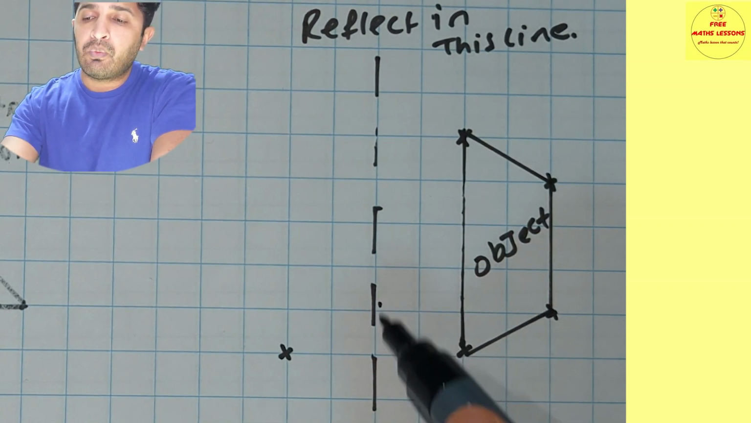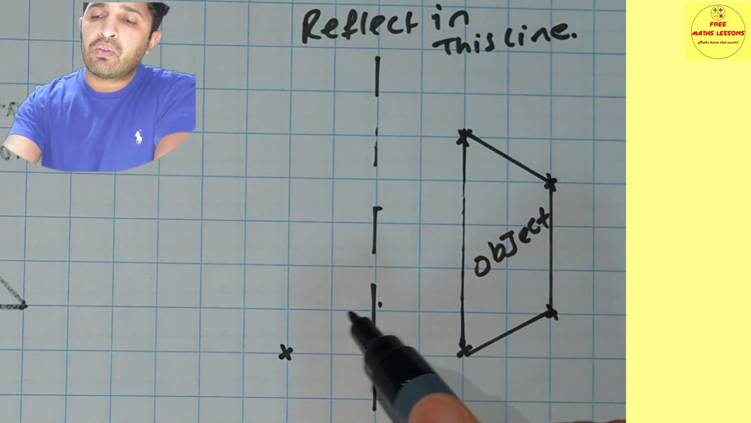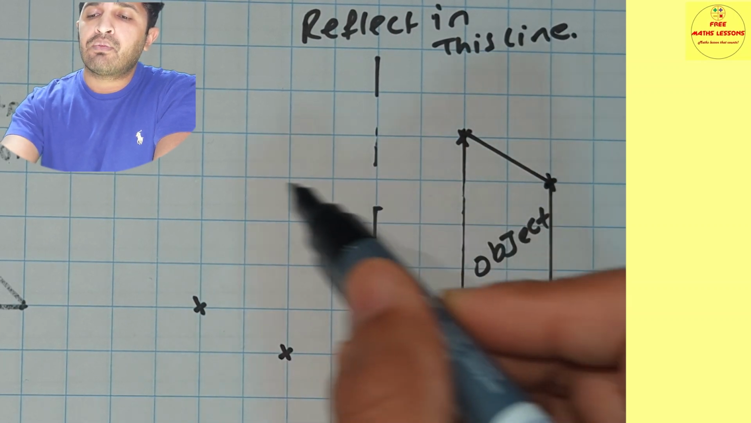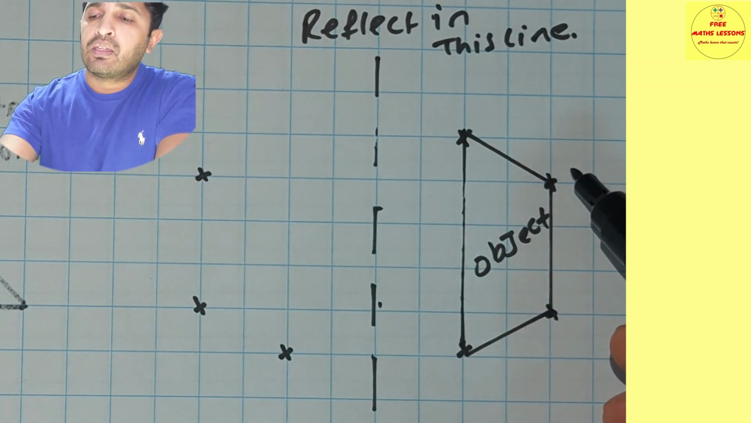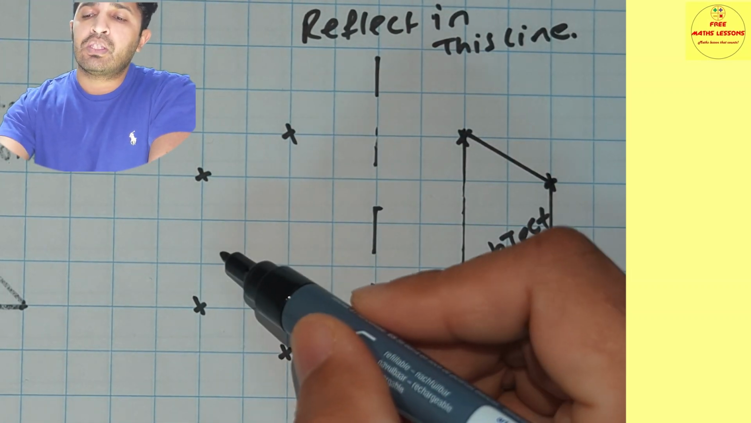This one is now 1 box above, 4 squares away. So I go 4 squares from that direction. This point here is again 4 squares away. And that point is 2 squares away. We got our shape here, which is the image.